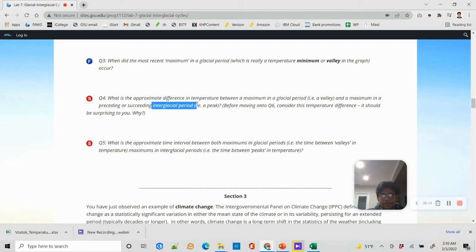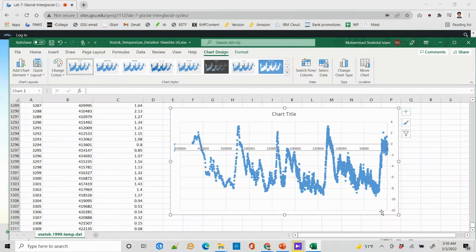interglacial maximum. So what you need to do is pick a cycle. If you look at this cycle, this is the interglacial maximum and this is the glacial maximum. There is a temperature, you see, follow the temperature difference.